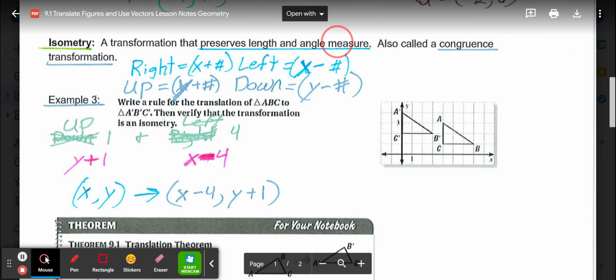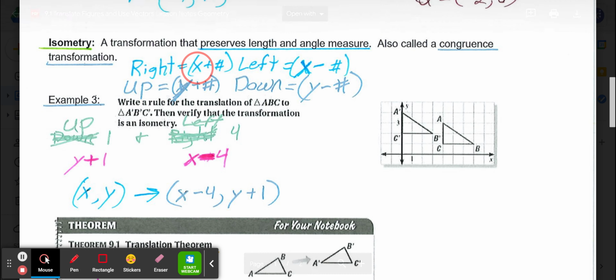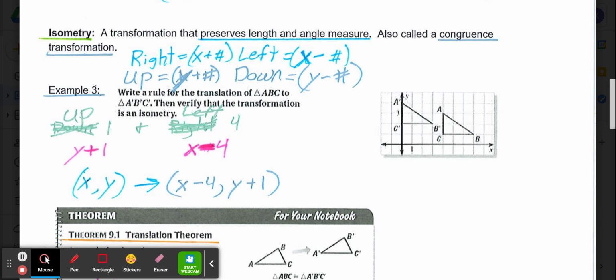Just to keep in mind, for any translation rule that we're going to write, example 3 asks us to write the rule. If we're going to the right, it's our x value plus that number of spaces. If we're going left, it's x minus that number of spaces. If we go up, it's y plus the number. And if we go down, it's y minus the number. So let's look at example 3 to practice that.